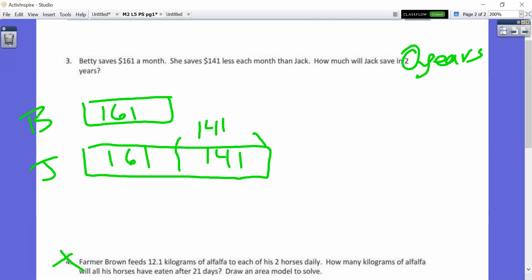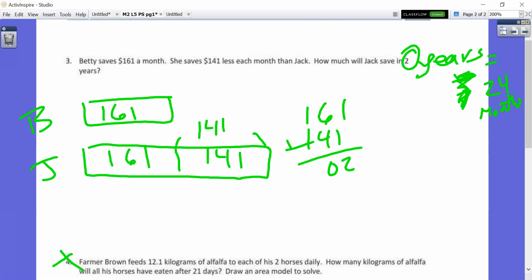Yeah, 12. So 2 years would equal 24 months. Okay, so 2 years equals 24 months. First, we need to know how much he makes in 1 month. So it's 141 plus 161, 302. Now that we have 302, we can now multiply by every single month we saved that. So it's 302 times 24.